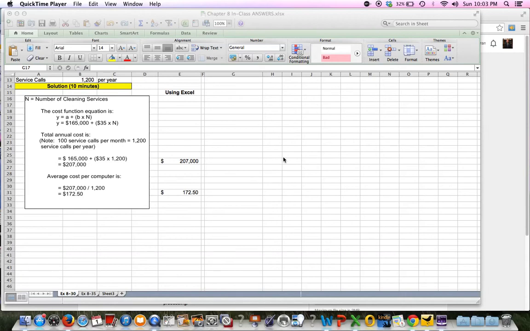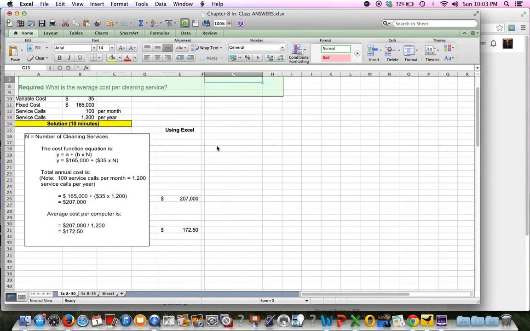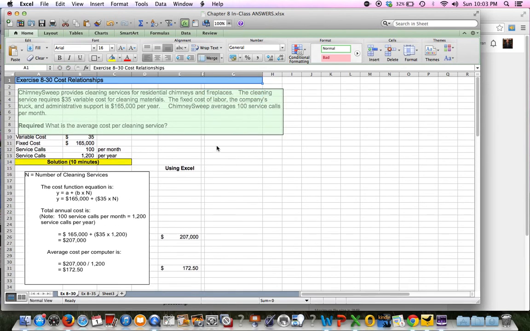the information for Chapter 8, the in-class homework for Chapter 8. And let me get to the top of the page here so we can see it all. For this one, it's cost relationships.